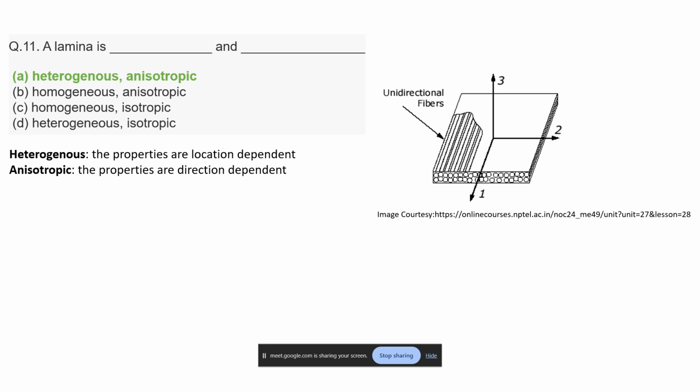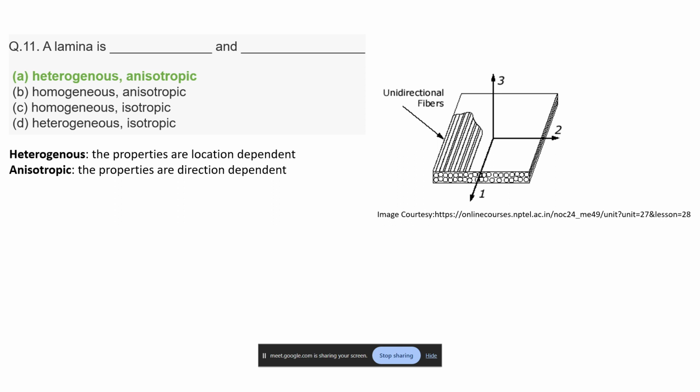So now a lamina contains the properties of both the matrix and the reinforcement. That's why we have to find the option which is correct. The correct option will be option A, heterogeneous and anisotropic. Now what does heterogeneous mean? It means that the properties are location dependent.